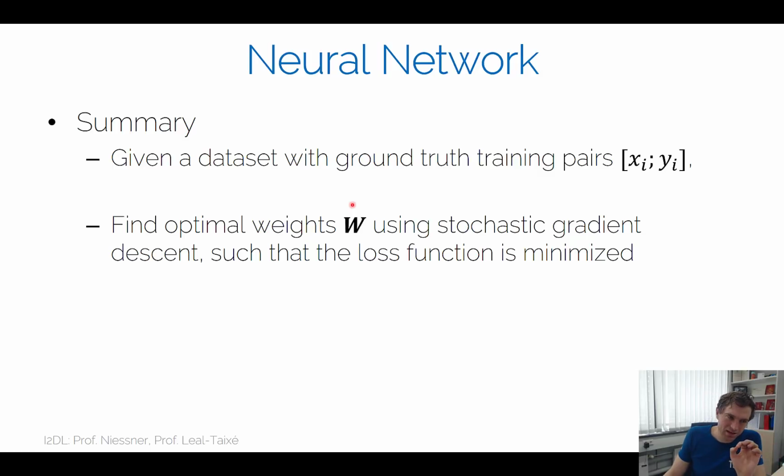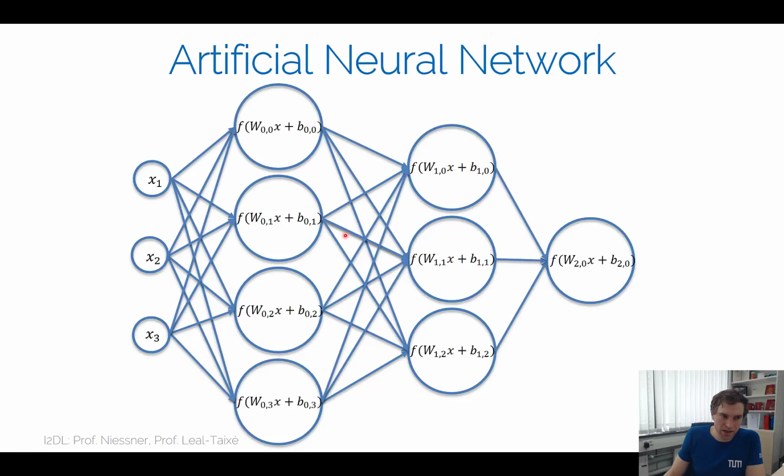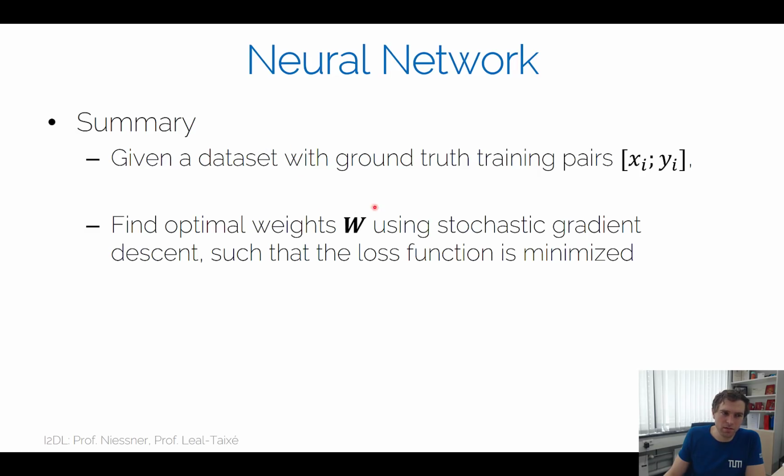I'm making a small mistake here. We're not just doing W. In fact, these B's are part of the W. So the W's and B's are both being optimized. The biases and these W's are being optimized. So part of this weight vector, we have both biases and weights.